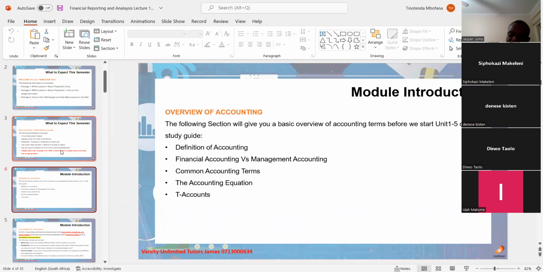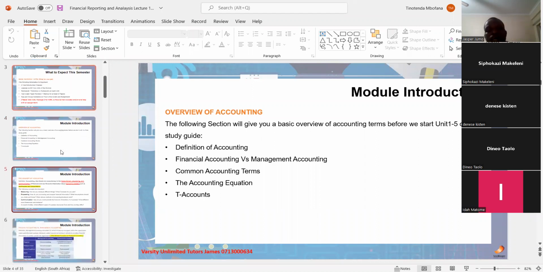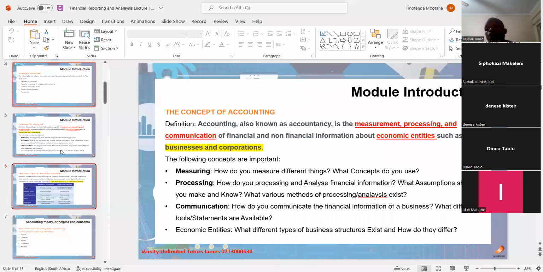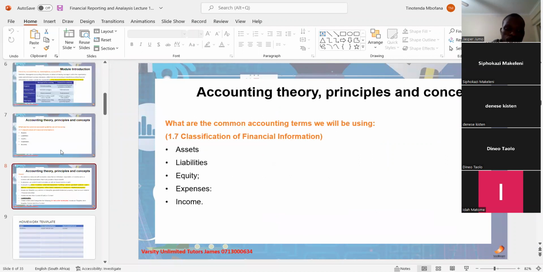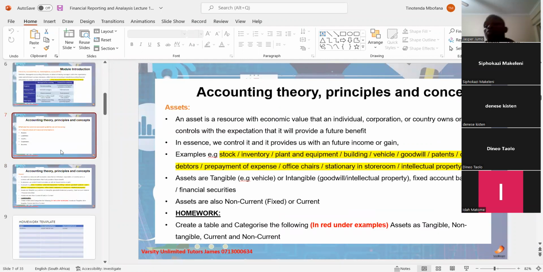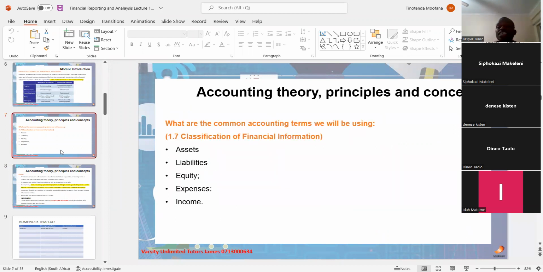Then we talked about some common accounting terms, right? Where I highlighted that there are some terms that you need to know for you to be able to talk the accounting language. Some of those terms I highlighted are: you need to know what are assets, what are liabilities, what is equity, what are expenses, and what is income, right? Your understanding of these 5 particular terms is basically what will guide you through the entire module.